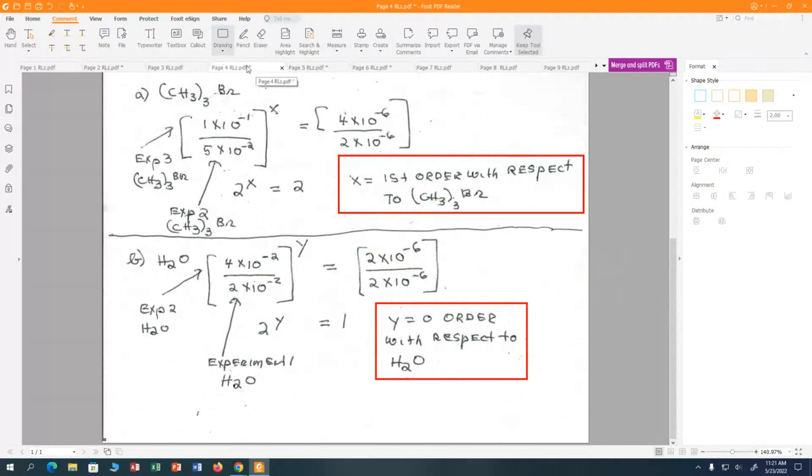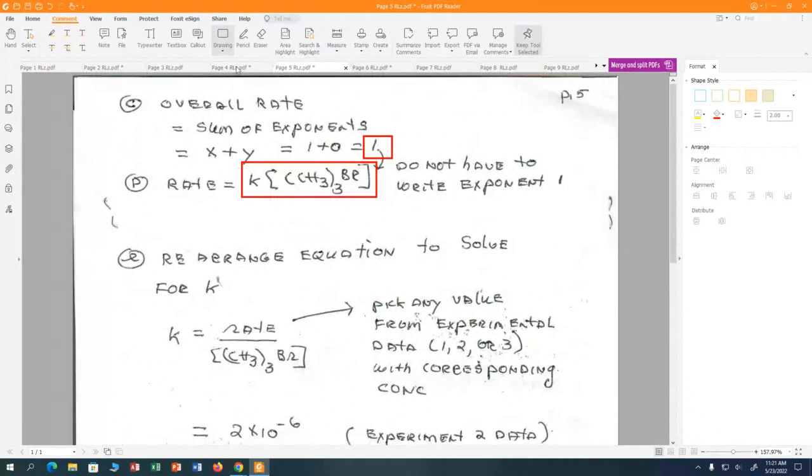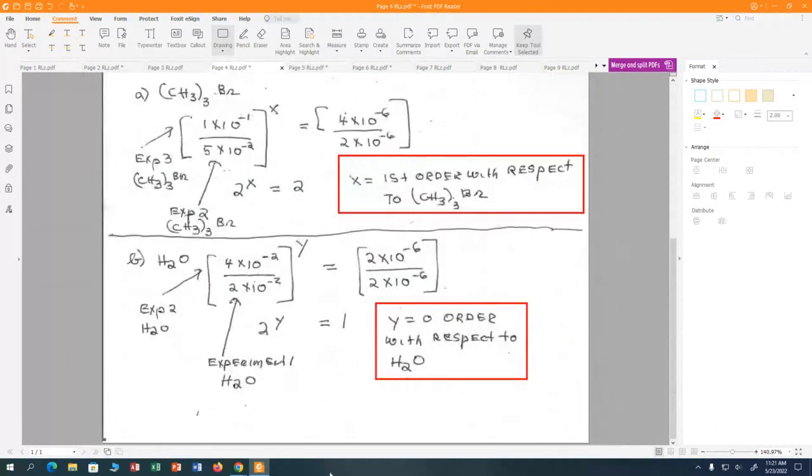If y is equal to 0, then the rate law, let me go back here, is going to be this component, and in this case we don't have to have the component in there because y is 0 and anything to the power 0 is a 1.